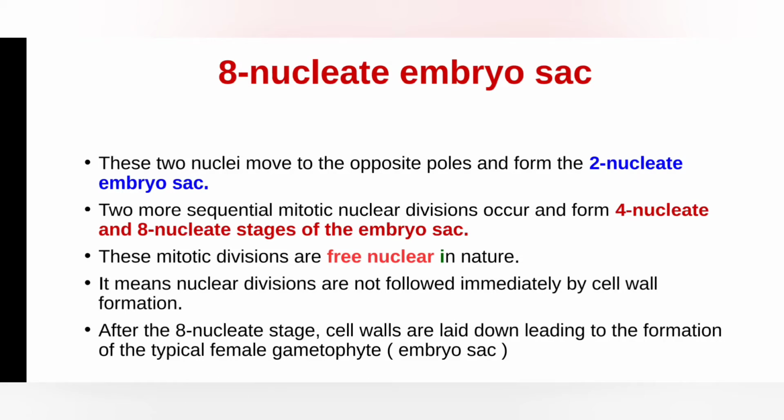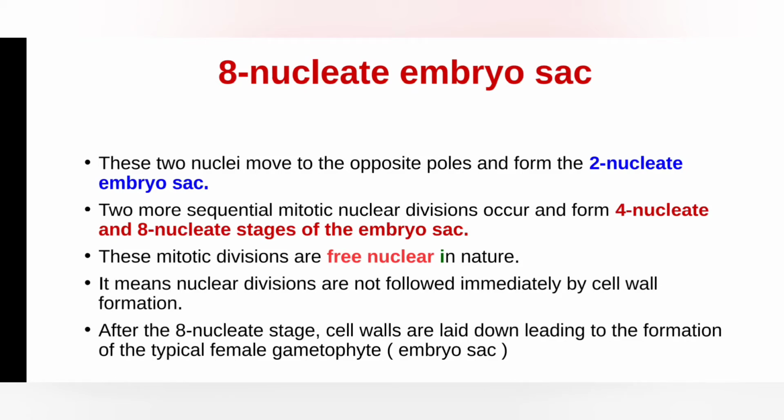These mitotic divisions are free nuclear in nature. So all these mitotic divisions are free nuclear in nature. What is meant by free nuclear? The formation of nucleus without a cell wall, that is called free nucleus. It means nuclear divisions are not followed immediately by cell wall formation. It doesn't mean a cell wall will not at all get formed. It will get formed but not immediately. That condition is called free nucleus.